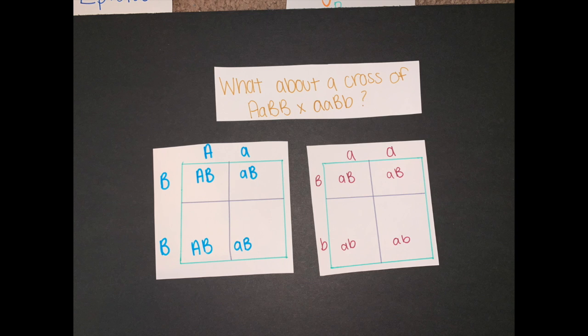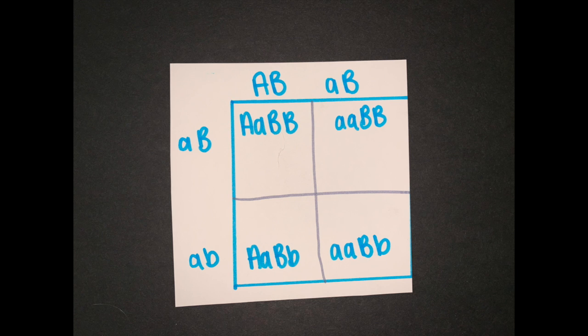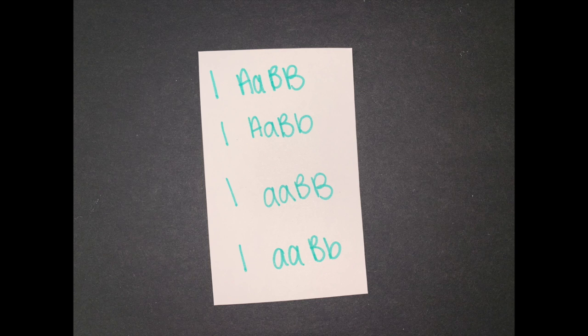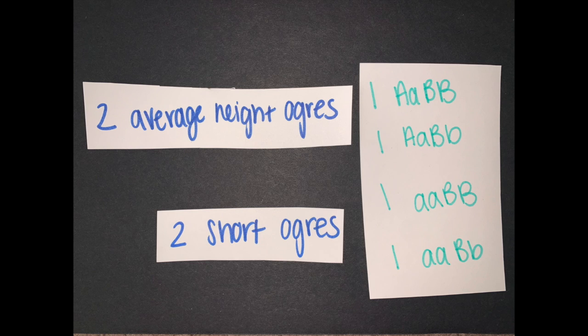What about if you do a cross of big A, big B with little a, big B, little b? With this cross, it will not actually fit into the dihybrid cross category because once you do the Punnett squares, you see it does not fit into the category. Once you're done with doing the Punnett squares and doing the crosses, you get 4 different types. You get 1 big A, big B, big B, 1 big A, big B, little b, 1 a, big B, big B, 1 a, big B, little b. And with this, once you look further into it and you compare it to the dihybrid cross from earlier, you see that there's 2 average height ogres and 2 short ogres.